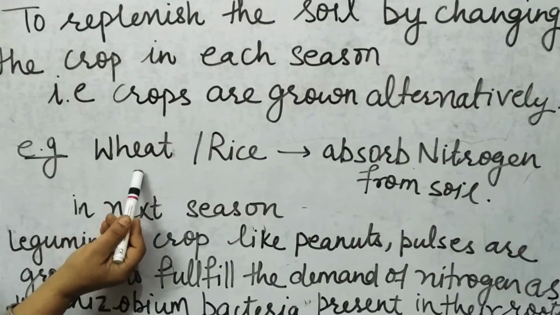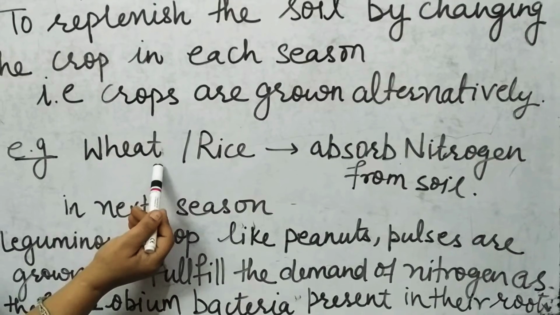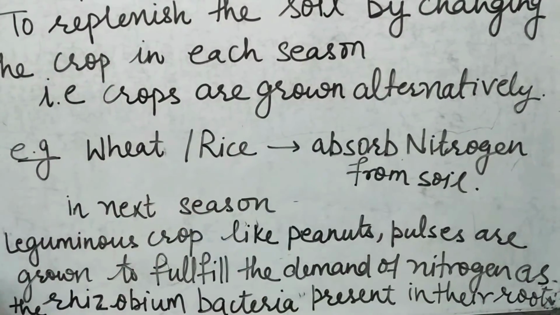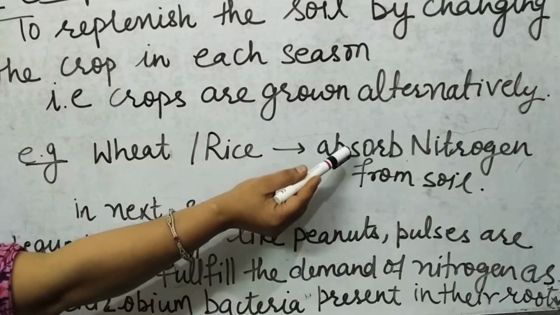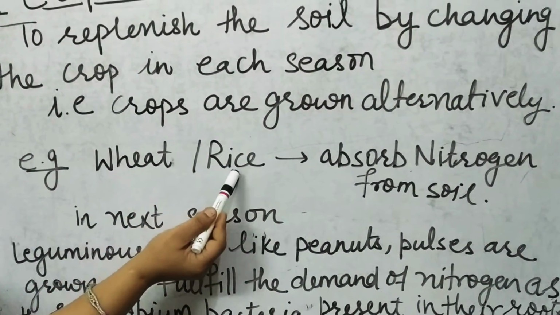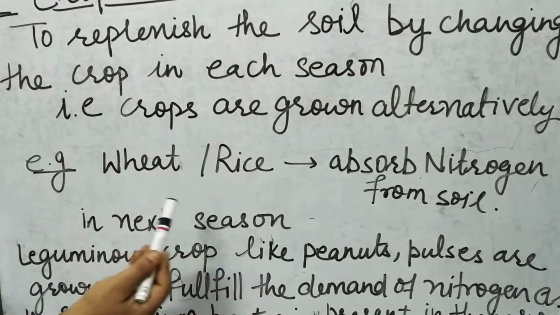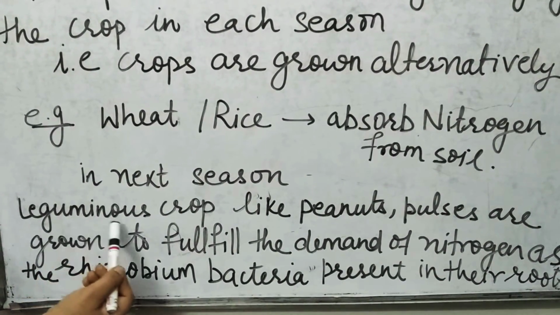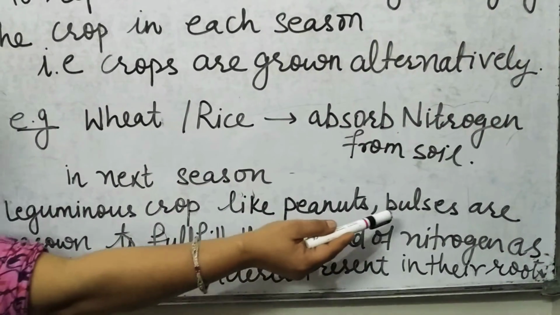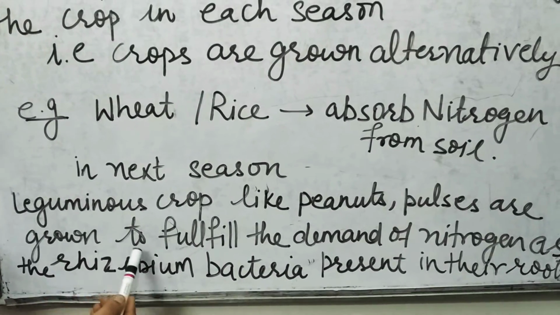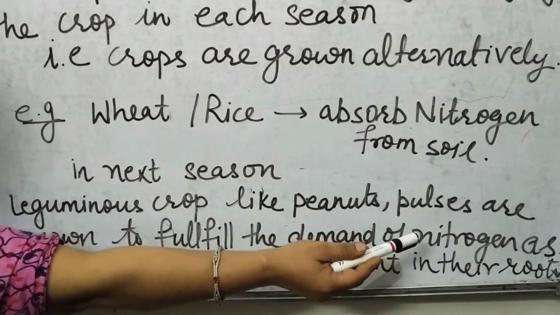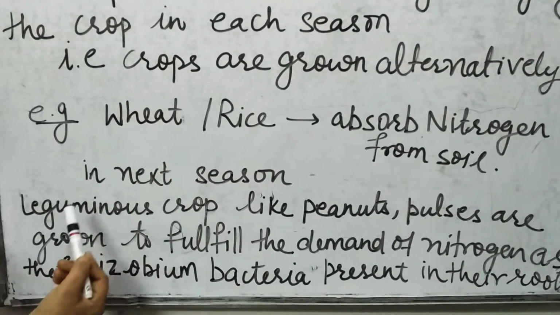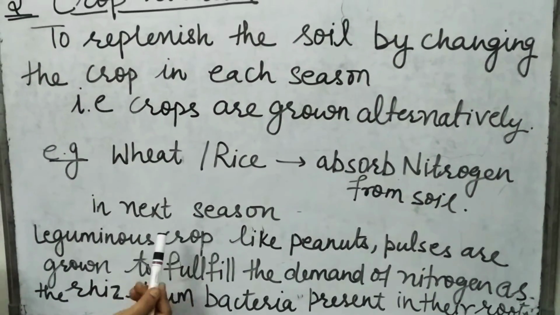For example, wheat or rice are grown in one season. We know that wheat and rice absorb nitrogen from the soil. So there will be deficiency of nitrogen after the growth of wheat and rice. So in the next season, we will change the crop, and any leguminous crop like peanuts or pulses is grown to fulfill the demand of nitrogen, because the requirement of wheat and rice and the requirement of leguminous crops are different.